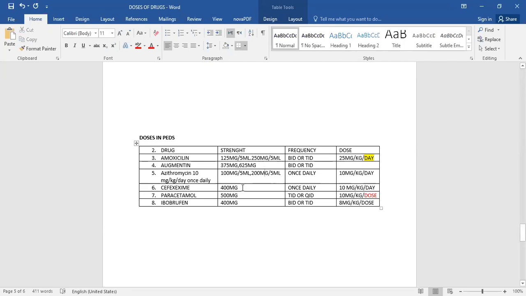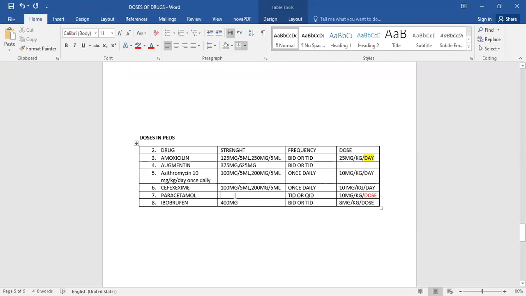Same is cefixime. Cefixime is also 10 milligram per kg per day. You calculate the dose like this. It is also given once daily. Paracetamol is calculated as we discussed in our example, 10 milligram per kg per dose. Ibuprofen is also calculated per dose. So if you want to give TID or BID, you multiply that. If 5 ml is the dose, you give 5 ml, 5 ml, 5 ml. If 6 ml is the dose, 6 ml, 6 ml, 6 ml, TID or BID.